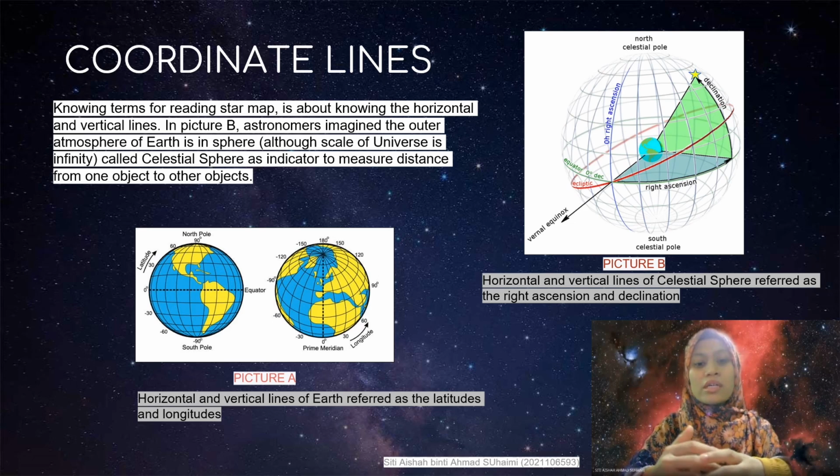However, in determining the location of stars that lie outside of Earth's atmosphere, astronomers measure it by right ascension and declination. It has the same concept as latitudes and longitudes, where right ascension is the longitude and declination is the latitude of the celestial sphere. Therefore, determining right ascension and declination is a must in reading the star map.